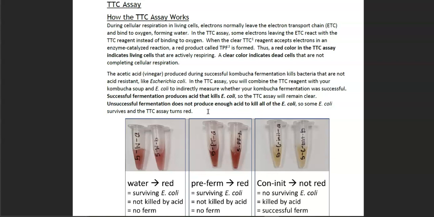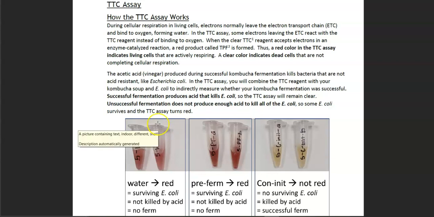So if the tubes are really red or really red at all, then that means that the E. coli are surviving, which means there was not enough acid in your fermentation to kill them. So red equals living E. coli equals unsuccessful fermentation. Clear (parentheses, absence of red) indicates no living E. coli, which equals lots of acid and tells us that your kombucha jar fermented successfully.